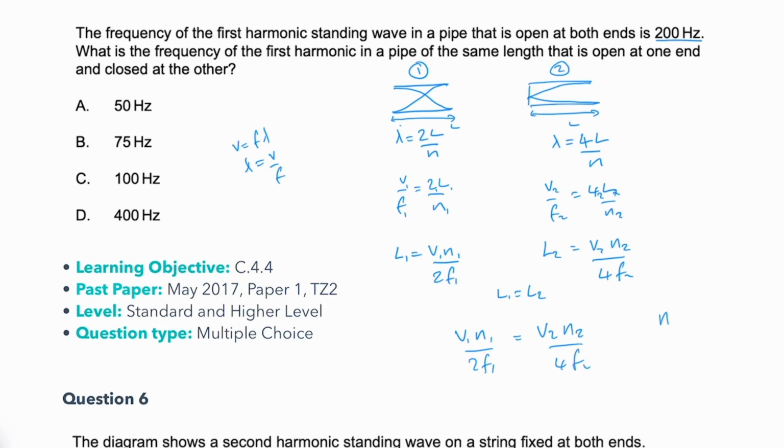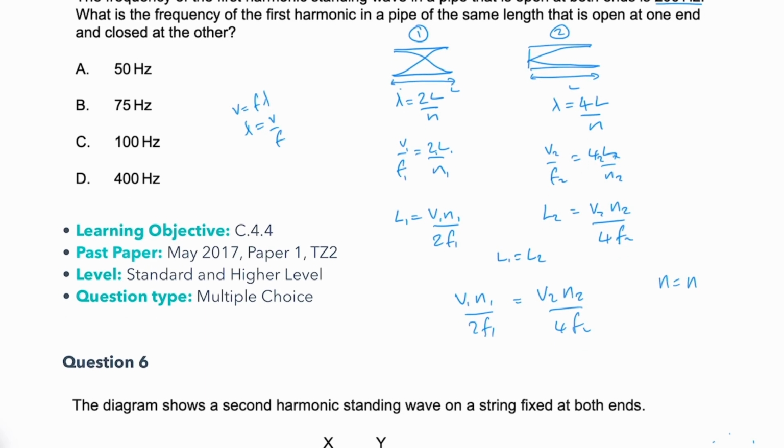The n's cancel because n is the same for both and it's the fundamental harmonic, so they are 1, so they go away. The speed of the wave is the same, so that can cancel out. So what we've got is 4f2 equals 2f1. So f2 is equal to a half f1. f1 was equal to 200, so half of that is equal to 100. The answer is question 5, C.